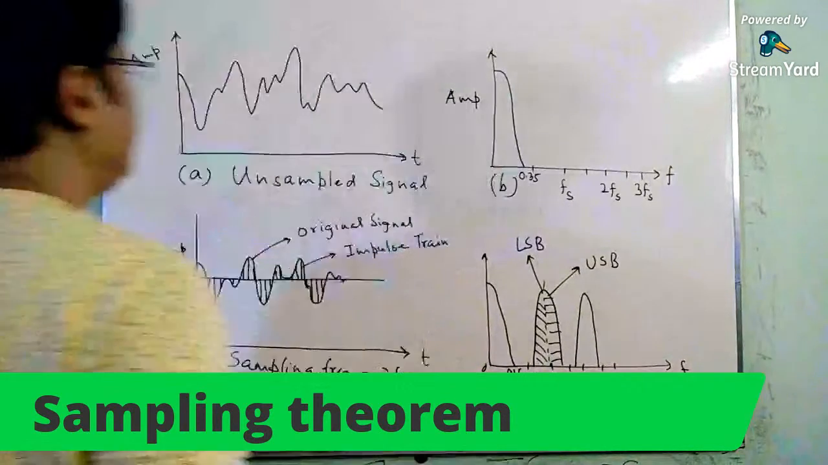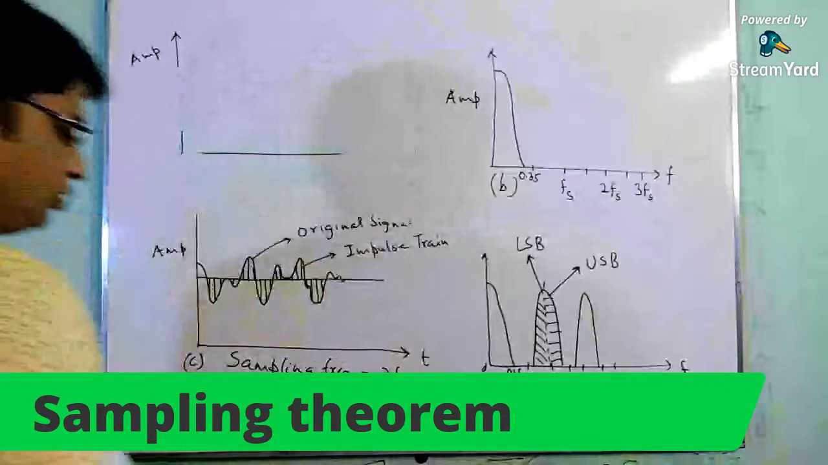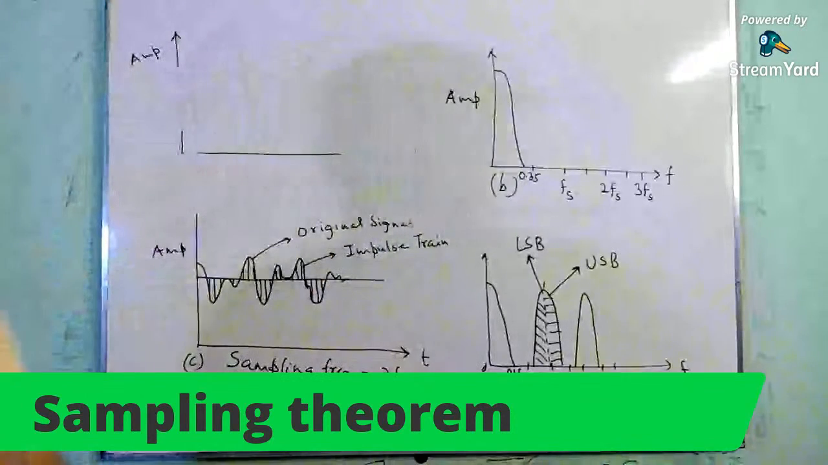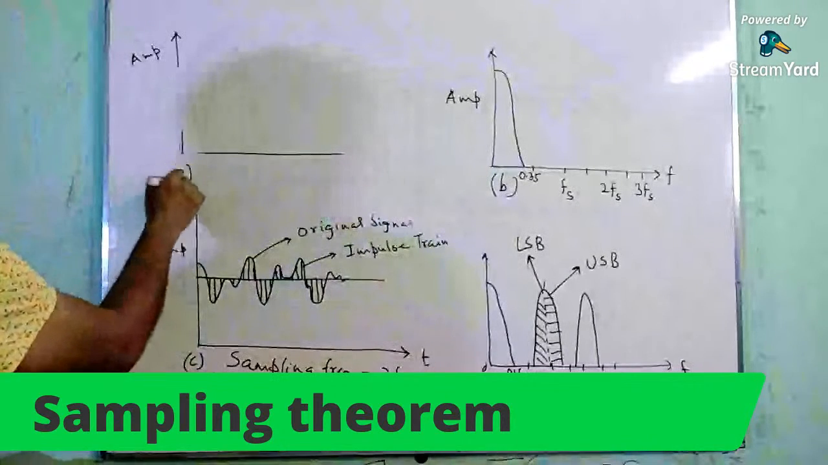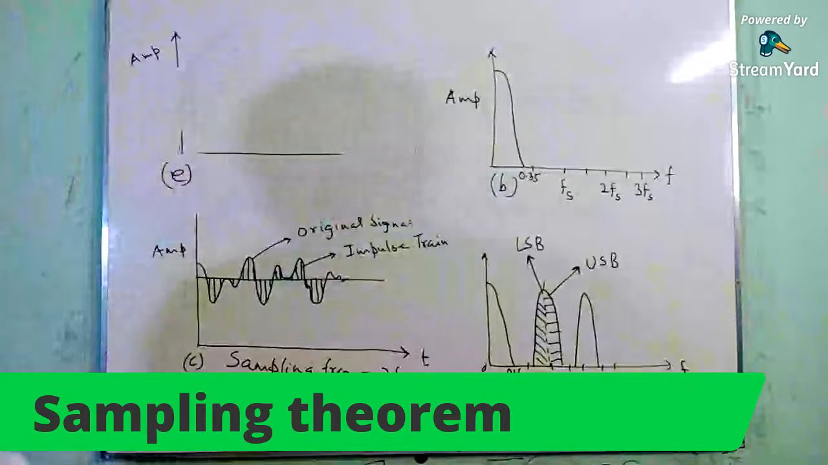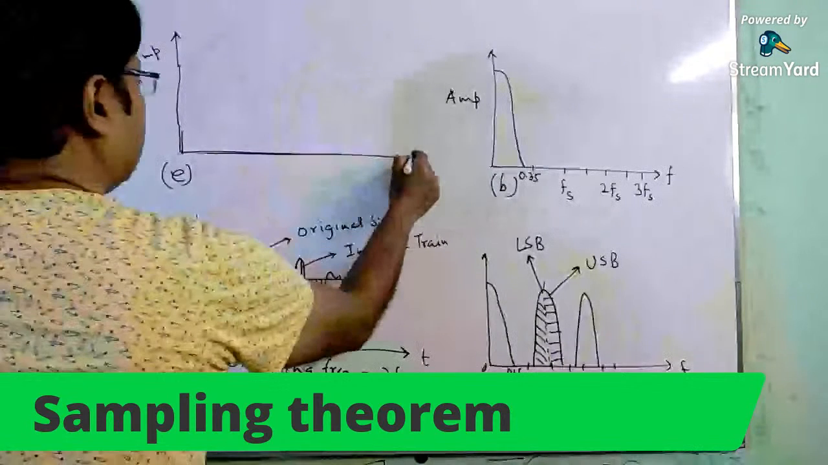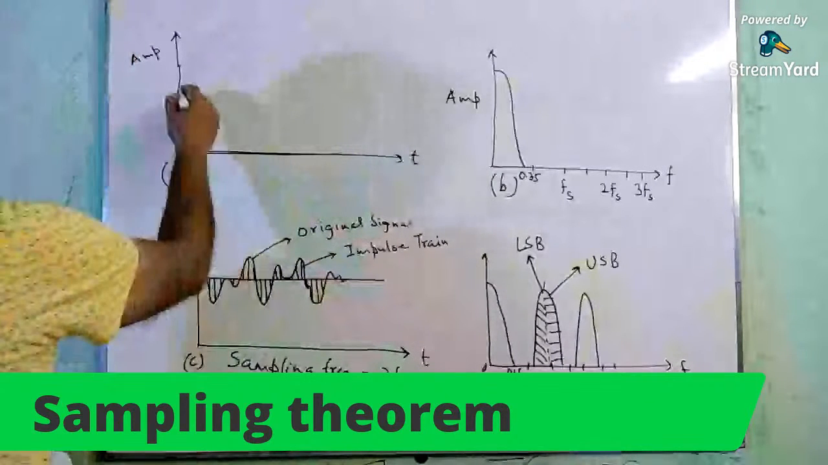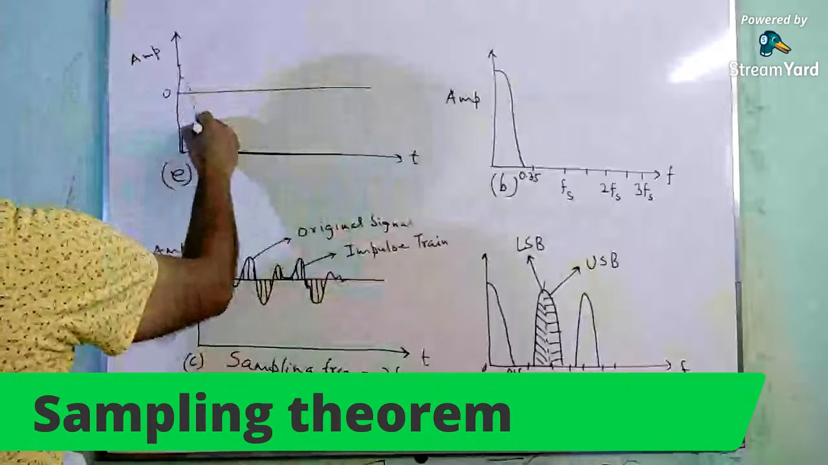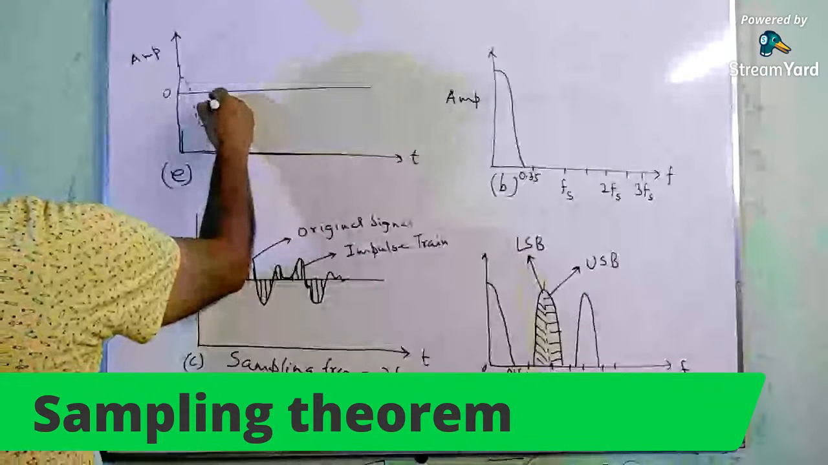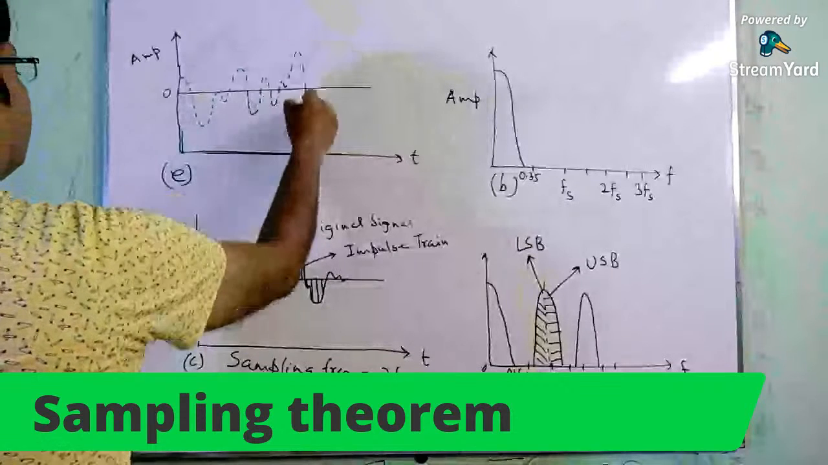Okay. Now let's take a case for undersampling result. So if we undersample the signal, let's move on to figure E. This is our figure D. Now let's move on to figure E. So in the time domain, again I am drawing the time domain picture, using these dots.